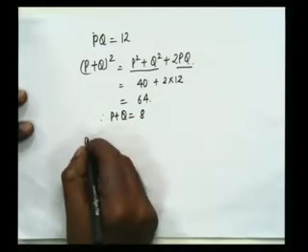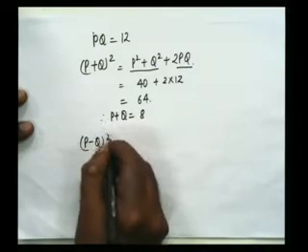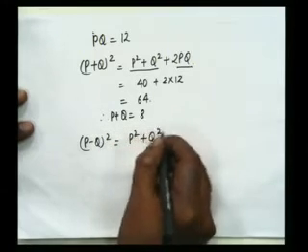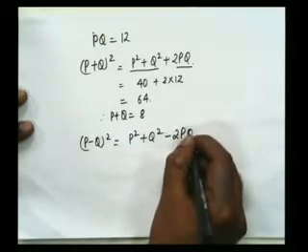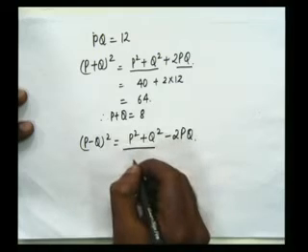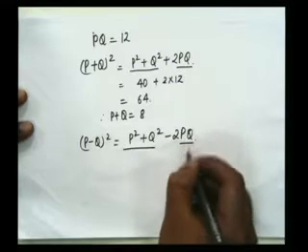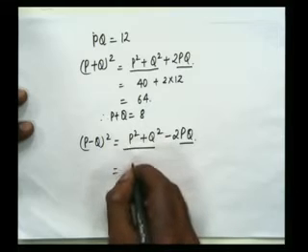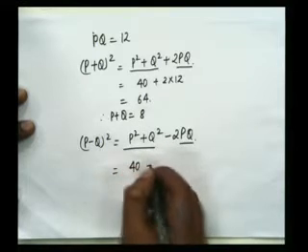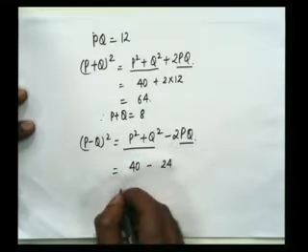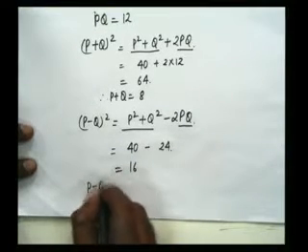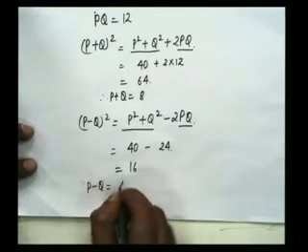Similarly, if we write P minus Q whole square, so that would be equal to P square plus Q square minus 2PQ. Now again P square plus Q square is equals to 40 and PQ is equals to 12. So on substituting the values, we are having 40 minus 24. So the value will be equal to 16. So we can say that P minus Q is equals to 4.